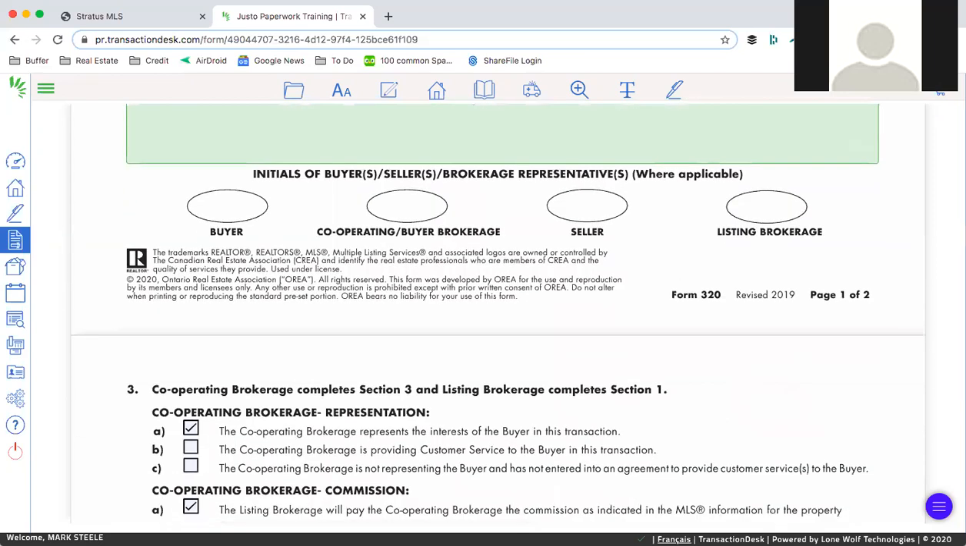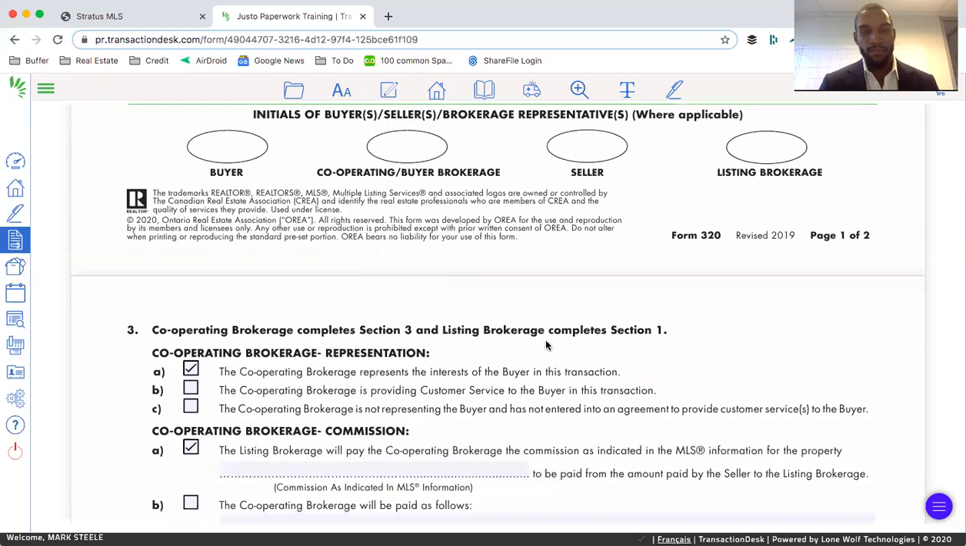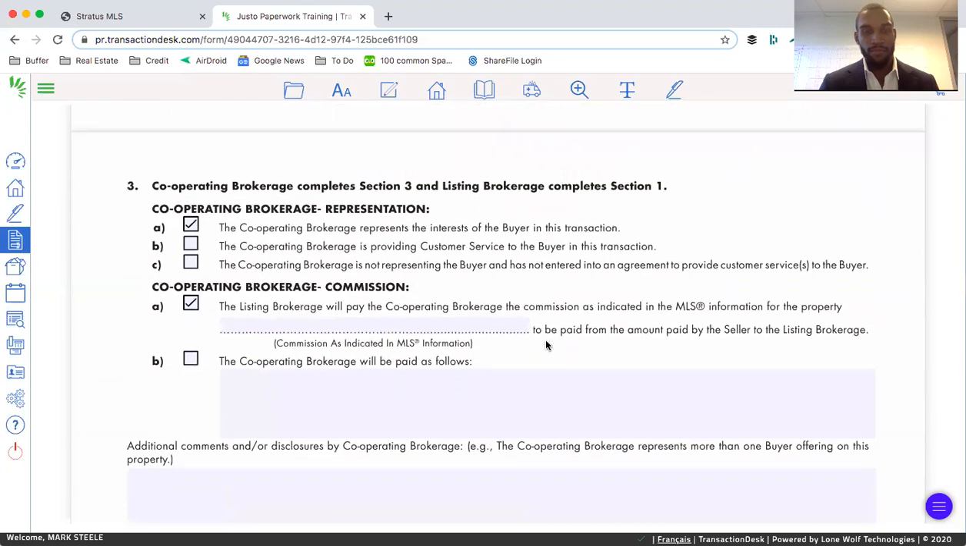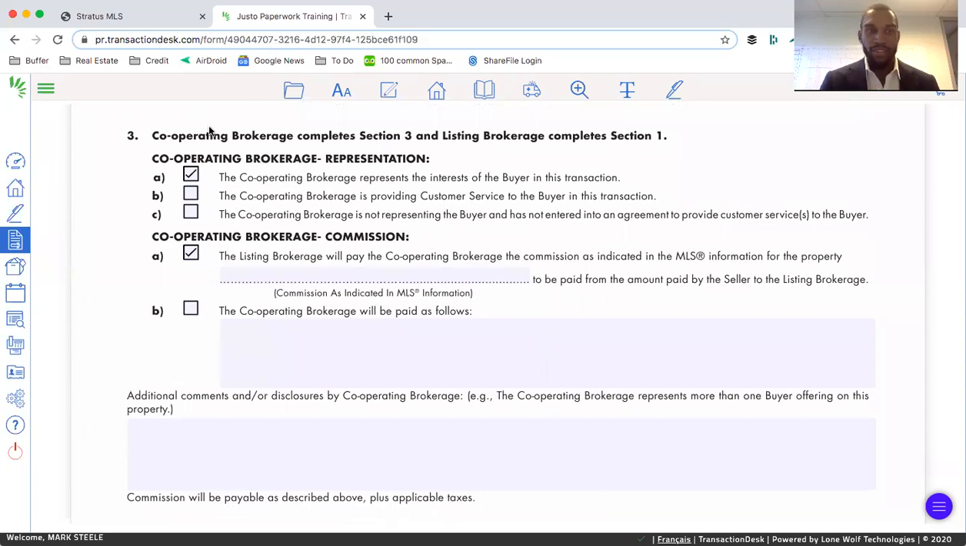Thank you very much for that. And of course, your buyer is going to initial here. You, as the realtor, are going to initial in this circle here, and the seller and seller's agent will sign in these circles there. Okay. Any questions about this section so far? Number 3.